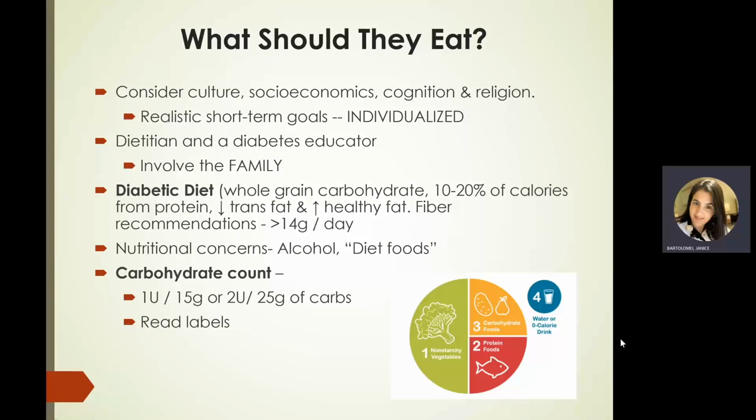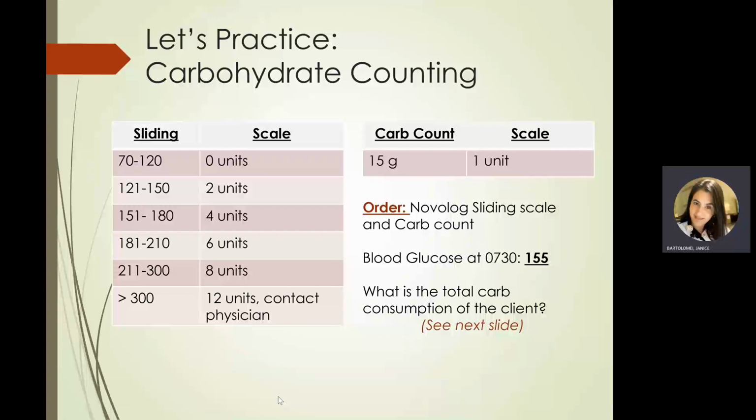They also need to know how to carbohydrate count. So the formula is like 1 unit of insulin per 15 grams of carbs, or 2 units per 25 grams of carbs. And that's going to come in handy because whenever the client administers insulin, they need to count how many carbs they ate in order to self administer the insulin if they're not on a sliding scale.